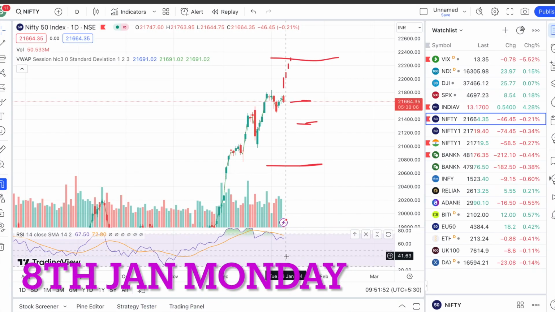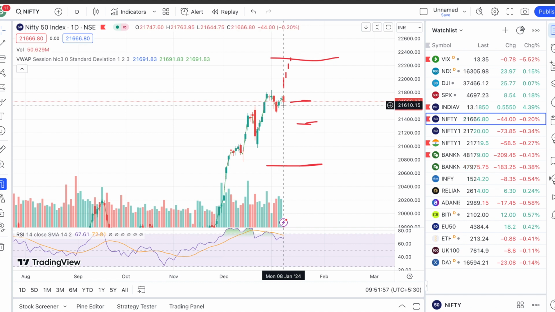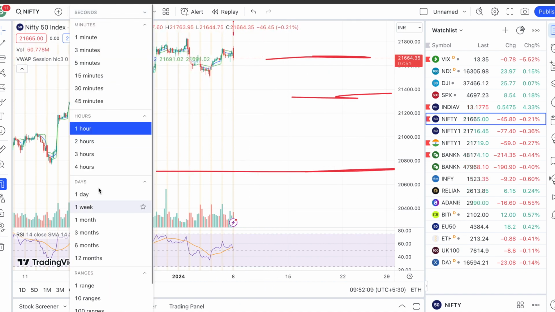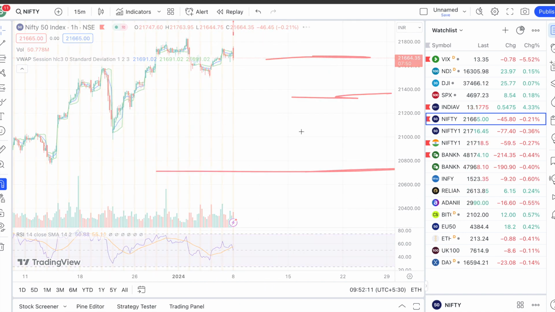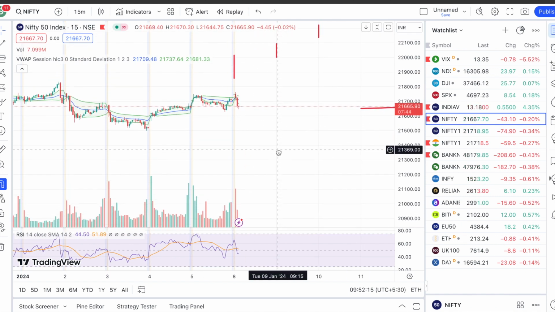January, Monday, and this is Monday's chart, 8th of January. As you can see, the market is going down slightly, but the US markets were up in the last session, VIX was down, and VIX is coming down. Let's look at the minute details over here at the 15 minutes chart. As you can see, the three red candles are going down.